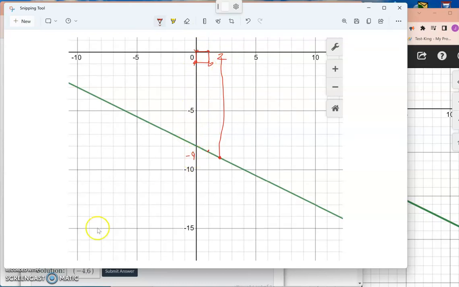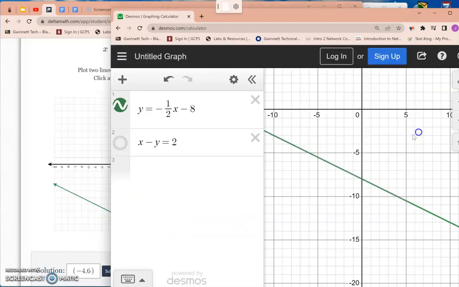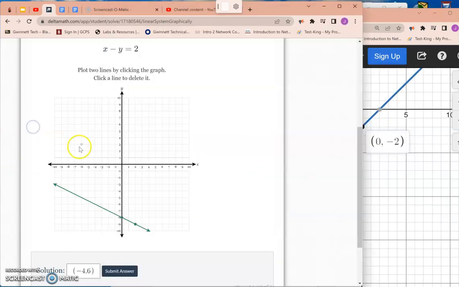So (2, -9) is where I go. (2, -9). And you see it's the same line that we had before. All right, then you're going to go to your second one, highlight your second one, hide this one. Again, your y-intercept is easy, (0, -2). So my second line is (0, -2).